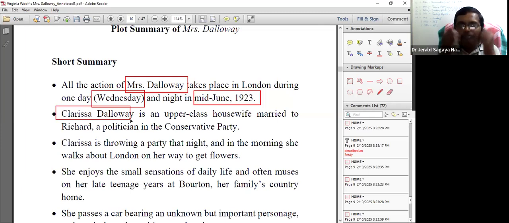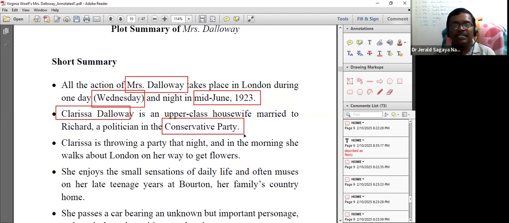Yeah, she decides to be a housewife. But even being a housewife, she is unhappy, but she is not able to come out of it. She is not able to make a person out of herself. And what was Richard? Richard Dalloway is a politician in the Conservative Party. This may be again very important.